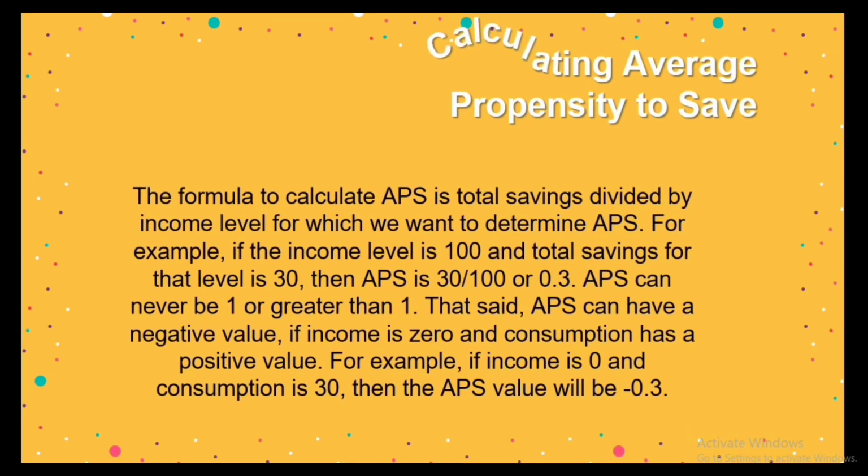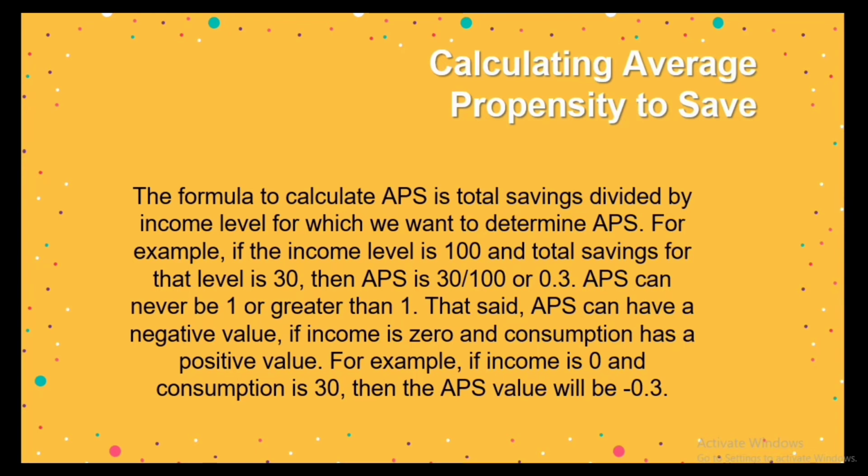Calculating average propensity to save. The formula to calculate APS is total savings divided by income level, for which we want to determine APS. For example, if the income level is 100 and the total savings for that level is 30, then APS is 30 divided by 100, or 0.3.